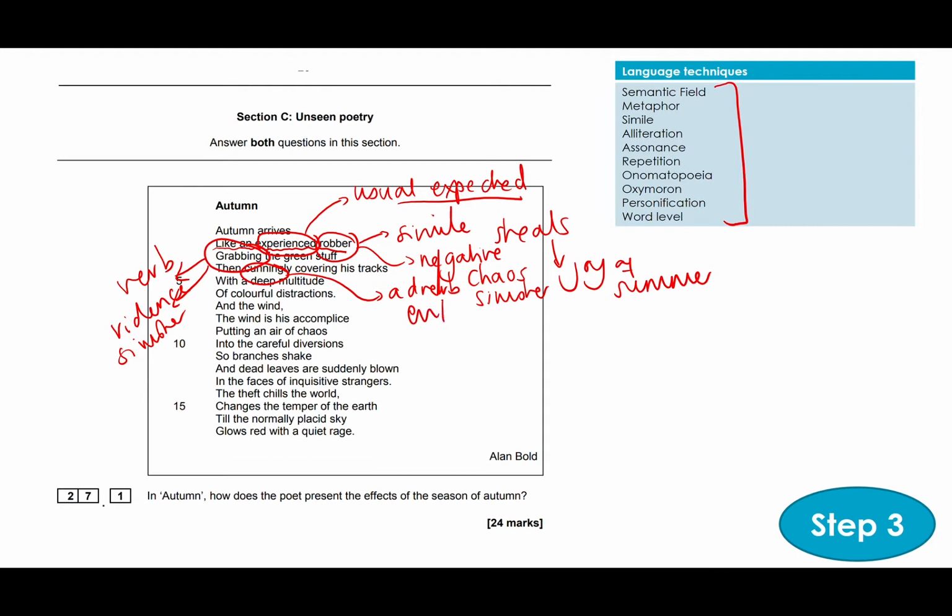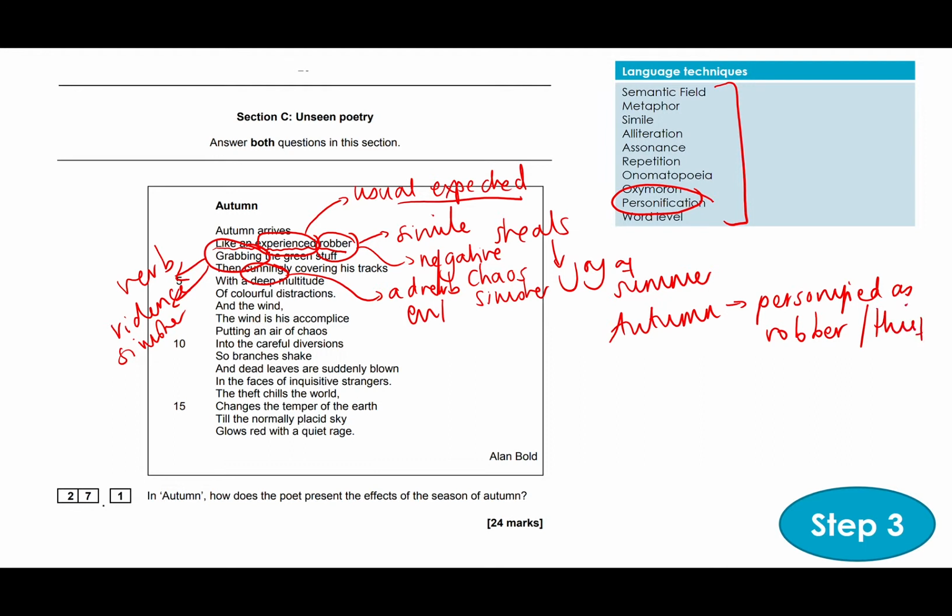Now, I'm just going to pause. Can I see any other techniques? Actually, I can see personification here as well. And autumn, I'm going to write down on my poem. I'm going to make loads and loads of notes. Is personified. Now, what kind of person it's personified as is as a robber or a thief.